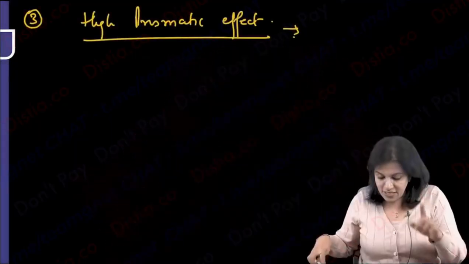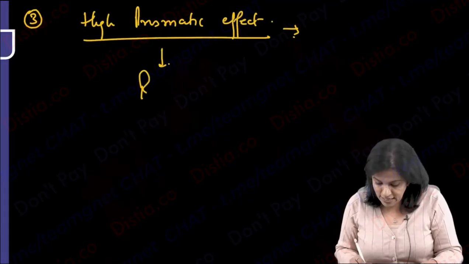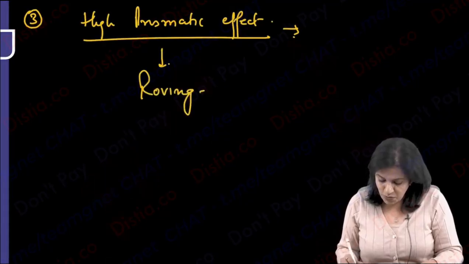Because of the high prismatic effect, if nothing is seen, do you realize it is a scotoma? And because it is around my eyes all throughout, it's a ring scotoma. Okay? And when I am moving my head, my specs are moving along with me. So it is a roving ring scotoma. Got it? So this is what you have to understand, how a high prismatic effect is leading to roving ring scotoma.